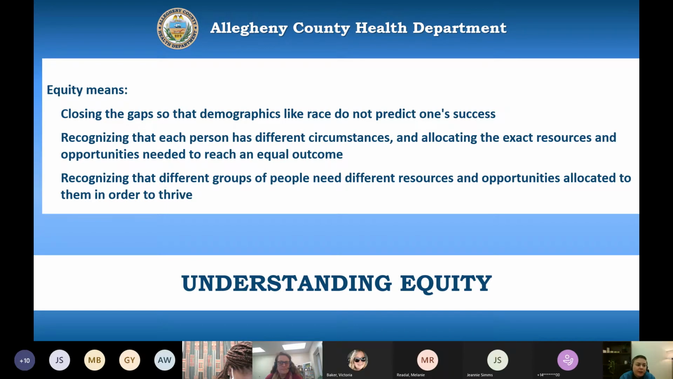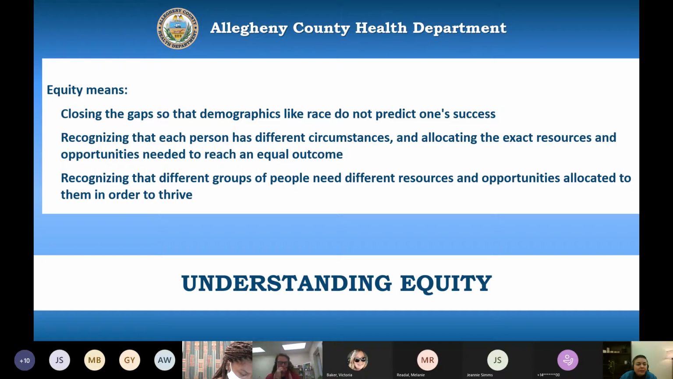I'll move over into just a quick slide so we can talk a little bit about equity and what that means. So equity really recognizes that each person has different circumstances and needs, right? And different groups of people need different resources and opportunities allocated to them in order to thrive, right? So reaching equity, whether it's in our systems or in our neighborhoods, really requires closing some of those gaps so that for each individual, things like their demographics or specifically where they live are not protective factors for their individual success and well-being.